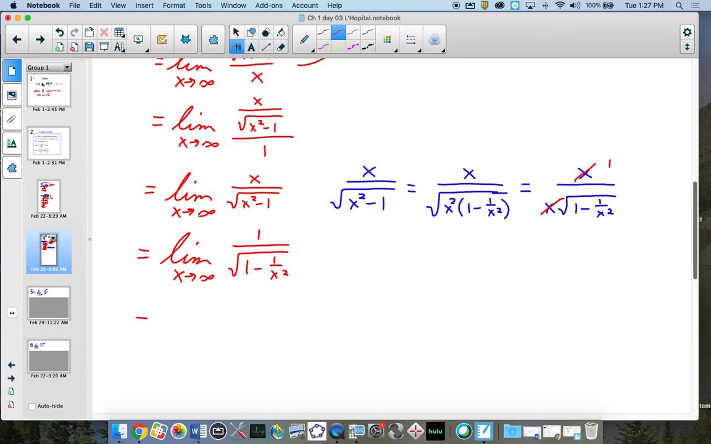Well, now we can just go ahead and look at each of these parts individually. The limit as x goes to infinity of 1 is still 1. And the limit as x goes to infinity of 1 over x squared is 0, so we get the square root of 1 minus 0, or 1. So L'Hopital was not needed in the solving of this problem.